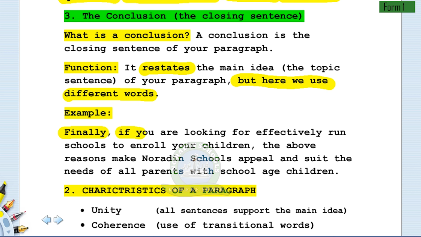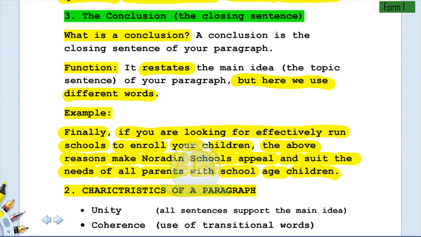If you are looking for effectively run schools to enroll your children, the above reasons, we have mentioned two reasons, make Nuruddin schools appeal and suit the needs of all parents with school-age children.